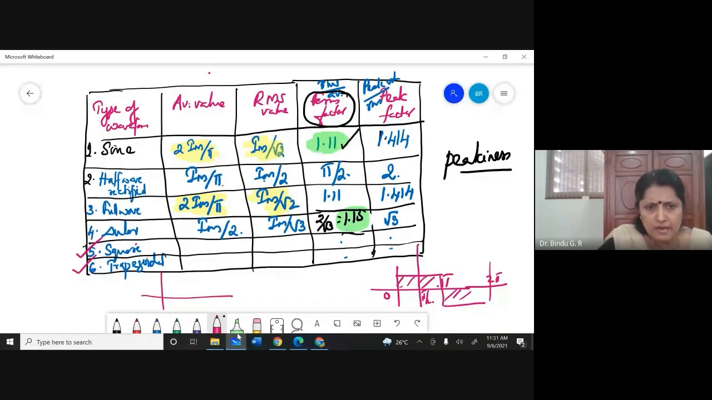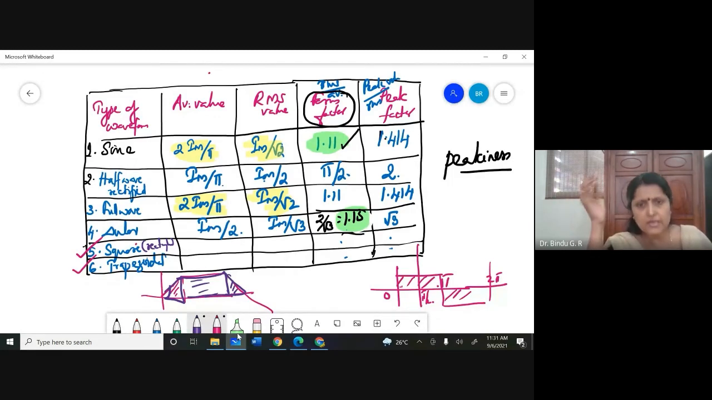The trapezoidal waveform is like this, which can be considered a combination of a triangular wave and a square or rectangular wave. When I write square wave, it is actually a rectangular wave, any type of. So in the trapezoid you have a combination of a triangular wave as well as a rectangular wave. If you know how to find the average value of a triangular wave and a rectangular wave, the trapezoidal wave is not much of a difference. So that is left to you. I hope you will do that.